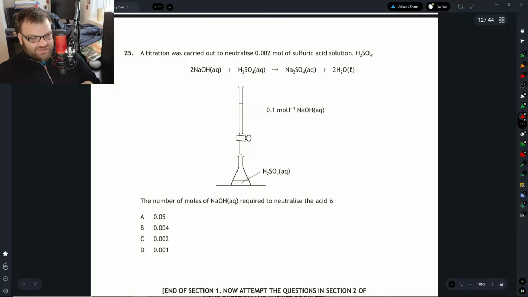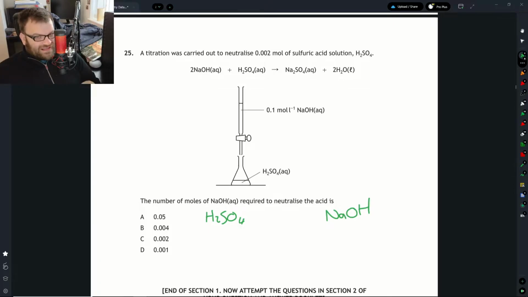Next up, last question on multiple choice. In this question, we're asked to work out the number of moles of sodium hydroxide required to neutralise the acid. First thing I would identify is which two chemicals are we talking about? Well, it's sulfuric acid and it's sodium hydroxide. They tell us that the number of moles is 0.002 moles. More typically, you'd need to work that out using NCV, but we don't need to, so that's nice.